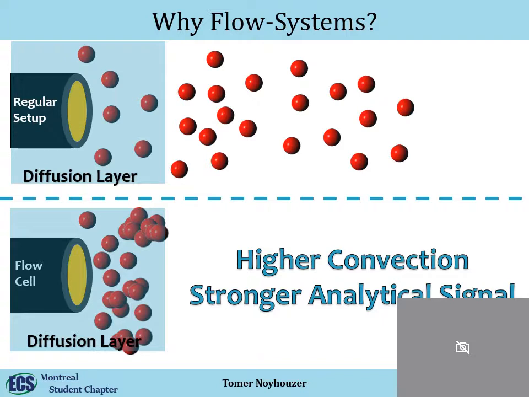From an analytical point of view, in a regular electrochemical setup, we can only go down until a certain concentration where we cannot detect anymore. Once we compress the diffusion layer and we add more species to the diffusion layer and get a stronger signal, we can actually improve our detection limit.